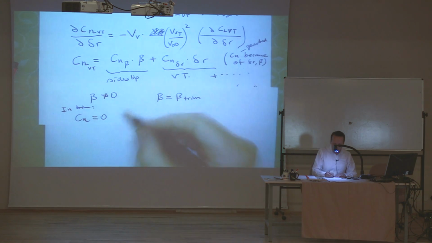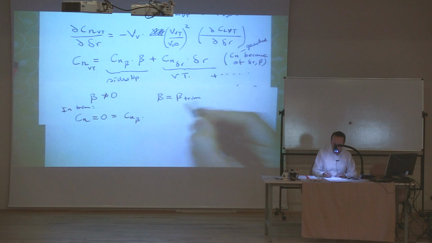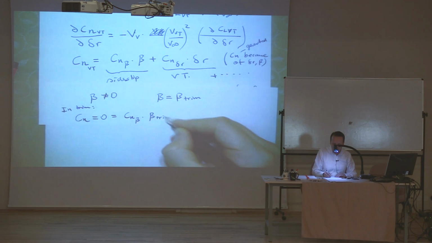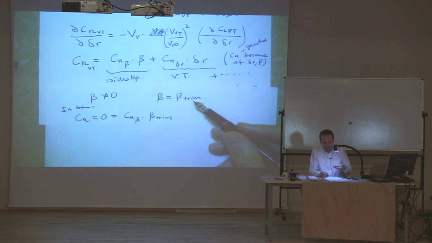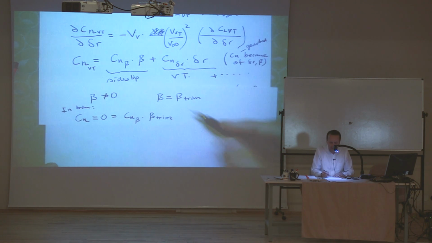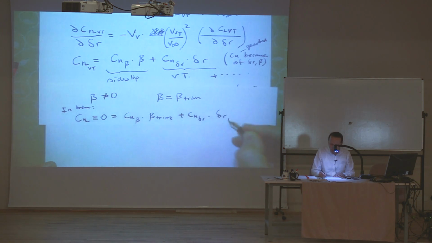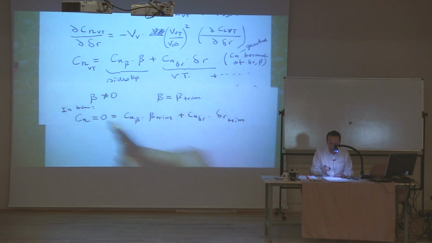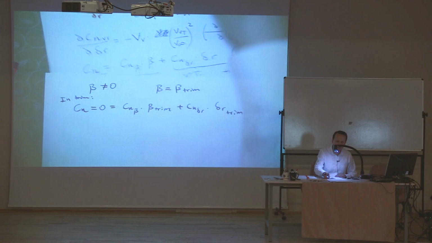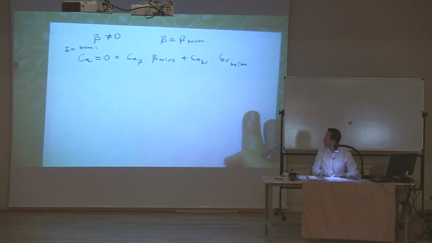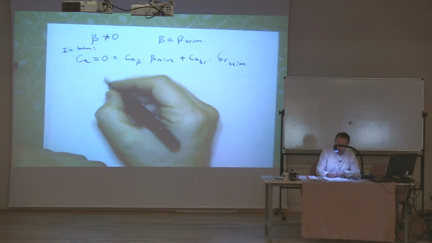Cn is equal to 0, where now Cn beta times beta is equal to beta trim, so it's not equal to 0, right? We are trying to fly in trim with some beta, plus Cn del r times del r trim. So the pilot has to now input something because you have this and this needs to be equal to that. So how much control must the pilot input?